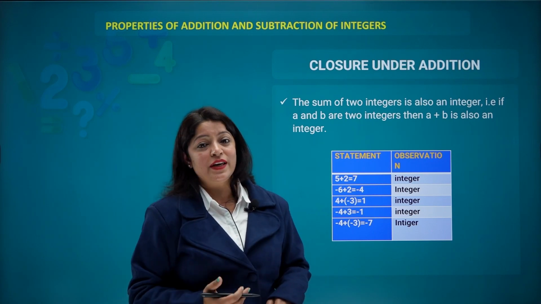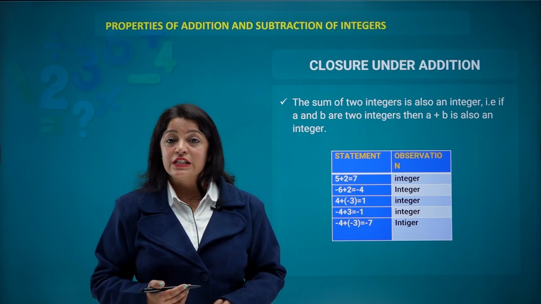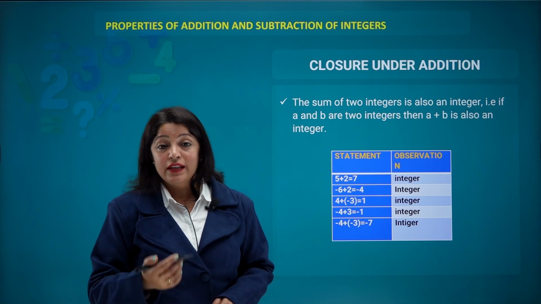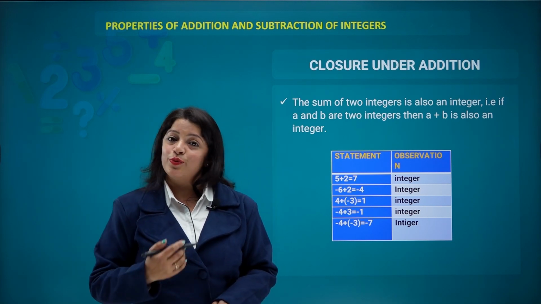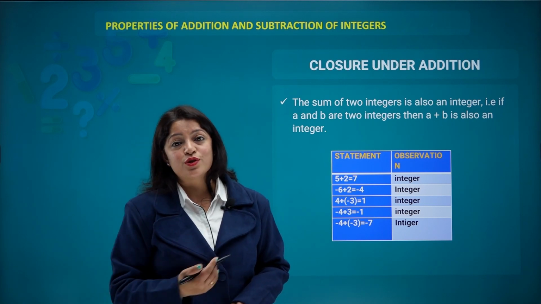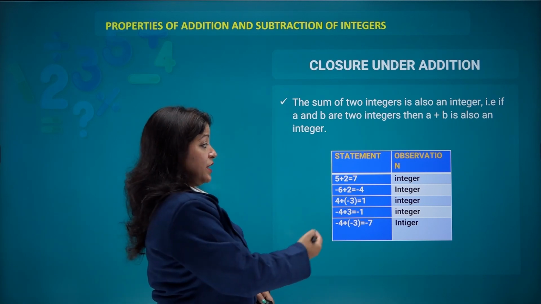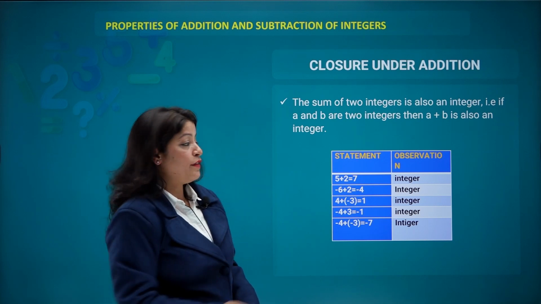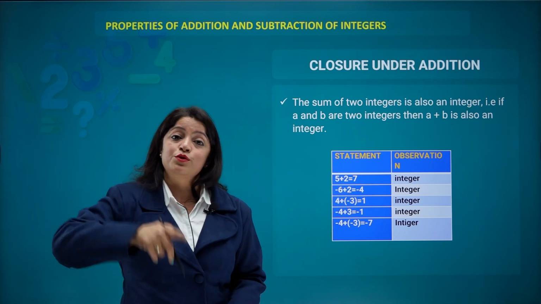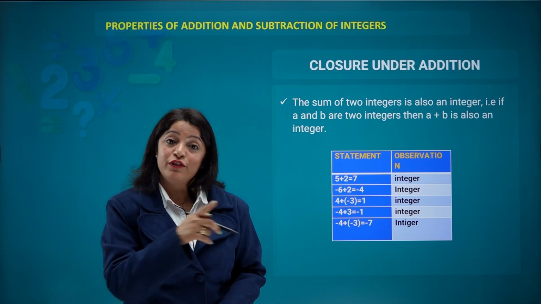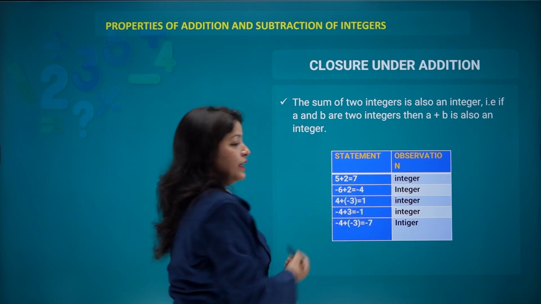So to summarize, we can say the sum of two integers is also an integer. That is, if a and b are two integers, then a plus b is also an integer. This is the closure property under addition. So you see, 5 plus 2: we have 5 an integer, 2 an integer, and the result 7 will also be present in that bag of integers. So 7 is also an integer.